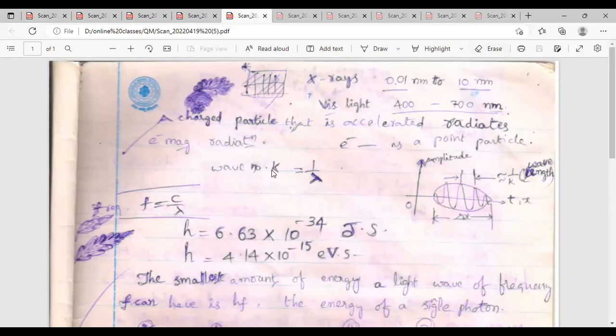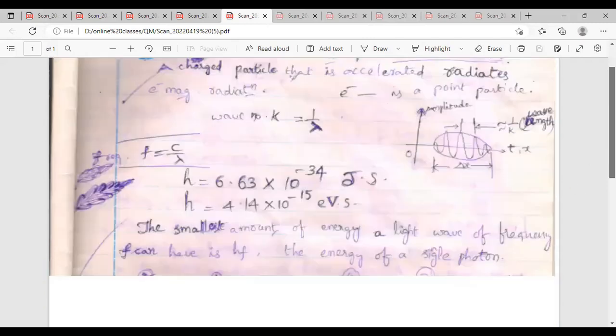Wave number k we represent with k. Wave number k is equal to 1 by lambda. Electron is a point particle. See, you can see the electron movement. This is a particle, one small dot that is moving in this direction. That means it is taking this path, a wave. It's moving like a wave. From here to here, it is delta x. And its amplitude. You know what is amplitude?